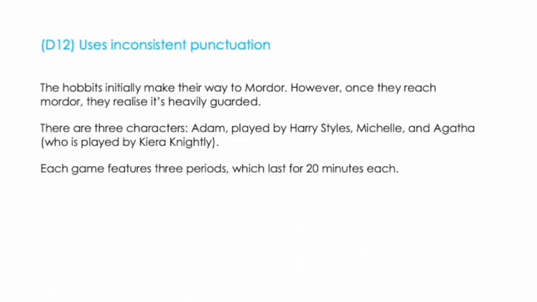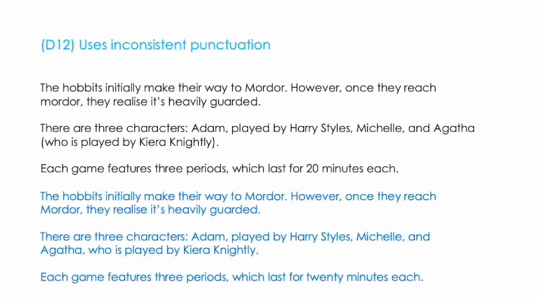The last example reads, each game features 3 periods which last for 20 minutes each. A general rule of thumb for writing is that we use the word forms of numbers instead of the number form, but in this case there's an inconsistency in choice. Each game features 3 periods where the word three is used, but then later on it says 20 minutes and the number is used. As mentioned, the preference is always that you use the word over the number, but if you're going to use the number, make sure you use numbers consistently.